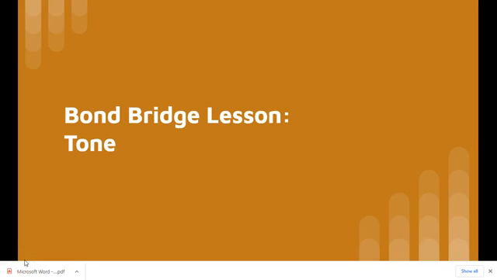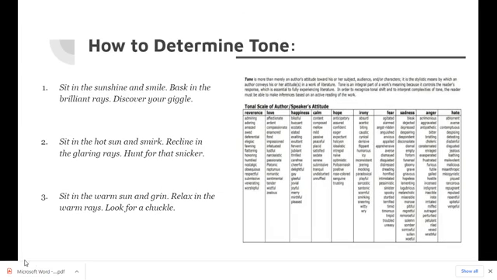So this is a bond bridge lesson, and I will start making these little short lessons to help you all build on a skill. So we are talking about tone, and of course we're analyzing diction, and we know that means the author's word choice so that we can determine the tone of a text. So here is how we determine tone. This may be review for some. This may be new to others.